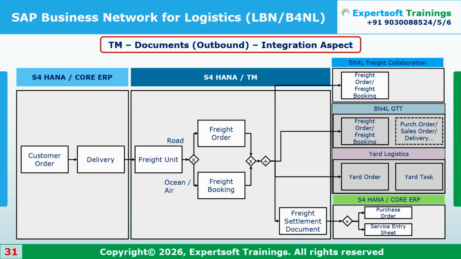This is the standard flow, end to end. This is just to show how it works. Let's start with customer order and delivery created. Freight unit, freight order or freight booking will be created based on the modes of transport, and then it comes to BN4L as a freight order booking, purchase order, and so on. All these come to BN4L like this, and BN4L can send the settlement. Settlement also comes back here on the TM side, so that way transactions end to end will happen.